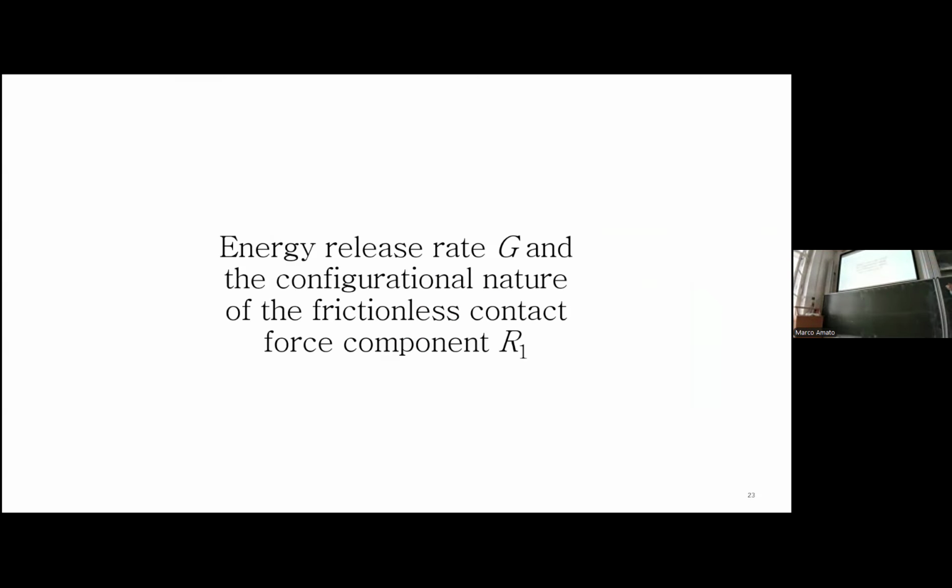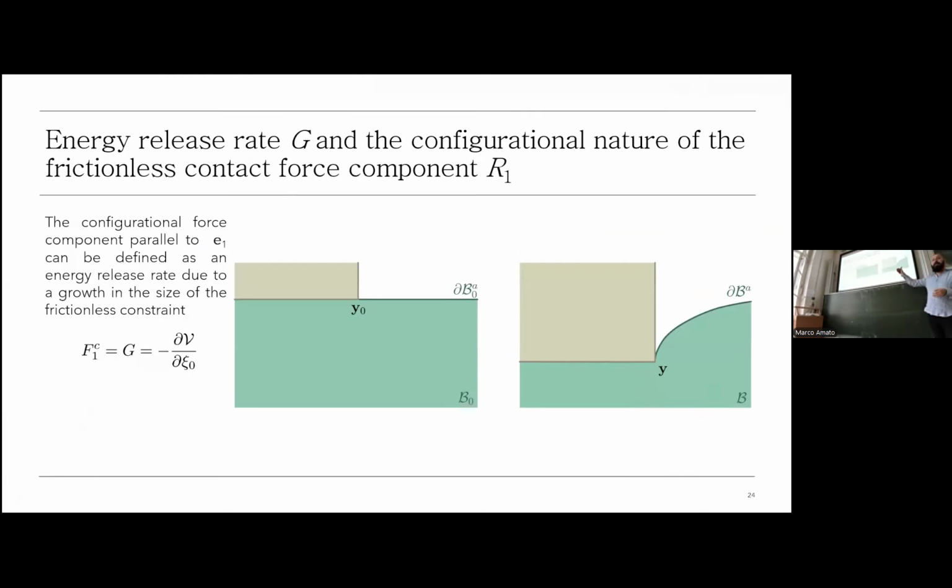The second section of my study is devoted to investigating the relation between the horizontal component R1 and the J integral. We are going to consider an elastic body indented by a frictionless flat rigid punch with a sharp corner. We are going to consider a domain of the elastic body containing the singularity. So our corner, sharp corner, in the undeformed but also the deformed configuration. We want to simulate a horizontal translation of the punch.